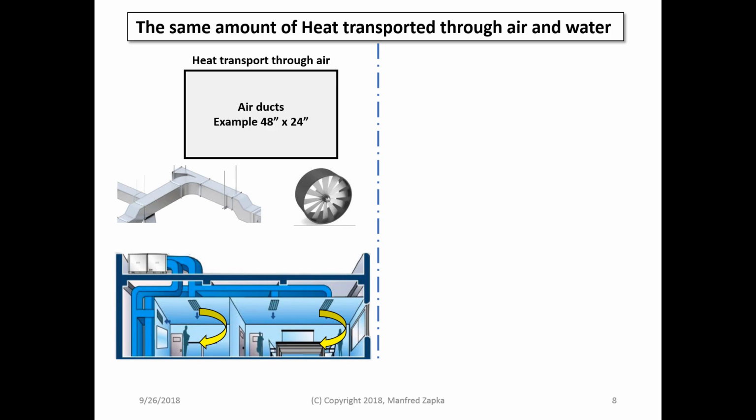For this case of heat transported by air, we take a typical case of a central air conditioning system where significant quantities of chilled air are circulated inside the conditioned space. The illustration shows a cross-section of an air duct, views of typical air ducts, and the required ventilation fan, which moves the air through the ducts.